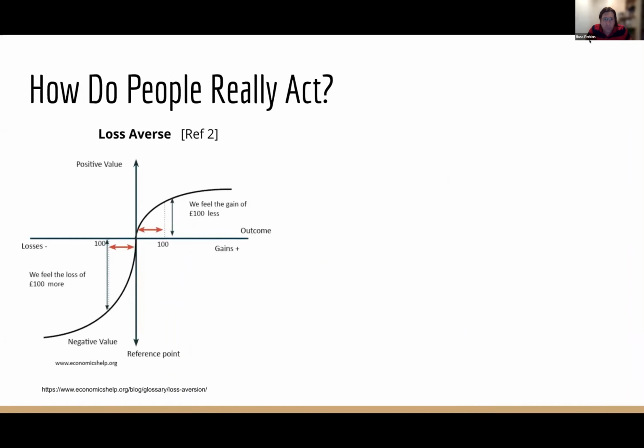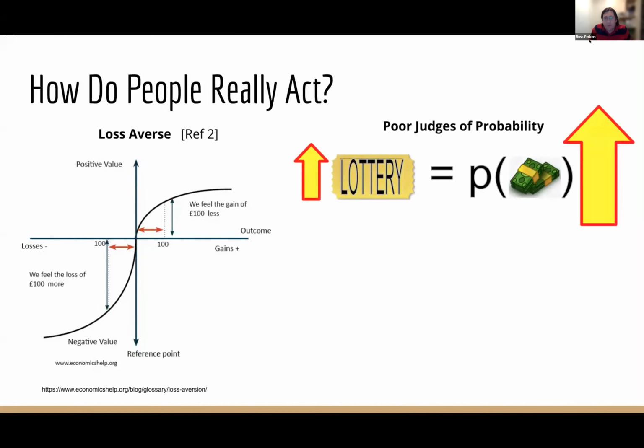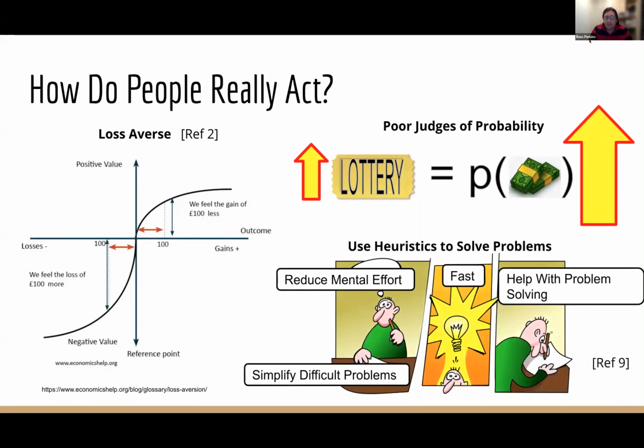First, we're loss averse, right? If you look here, we're more fearful of losing things than we are hopeful of gaining things. If you take a look at the slope, the slope for loss is much greater than the slope for gain. We're also poor judges of probability, right? You see this in lottery, like a small increase in the purchase of lottery tickets, like to 100, in people's minds greatly increases their chances of winning the lottery. And then finally, we use heuristics to solve problems. The heuristics that we're going to cover here are availability and representativeness.